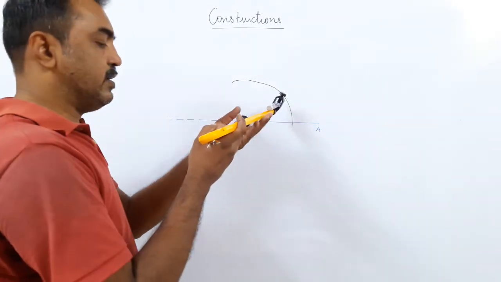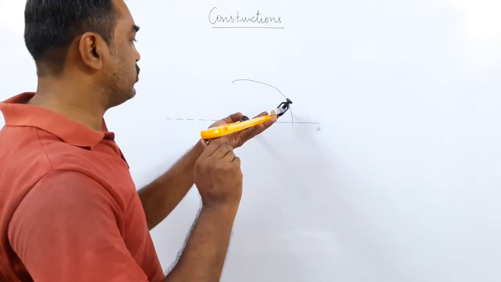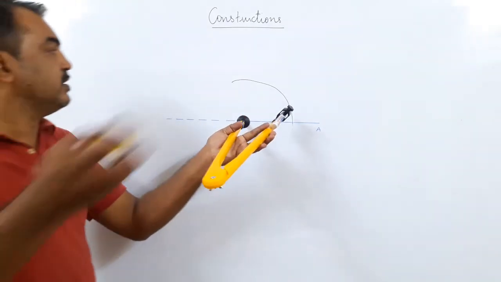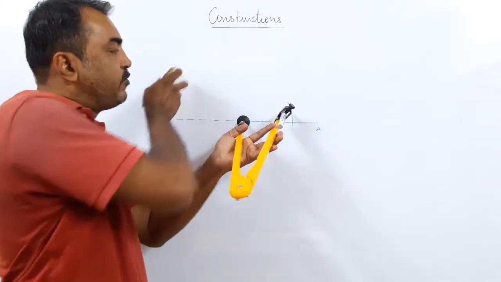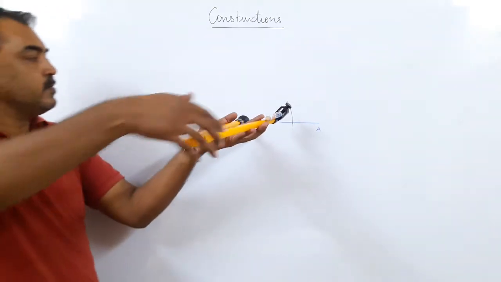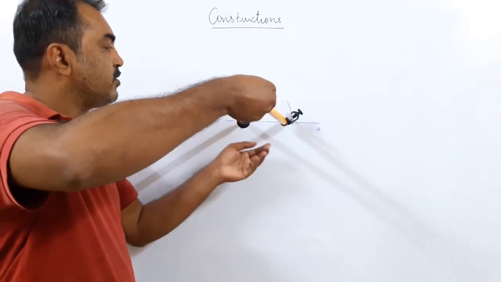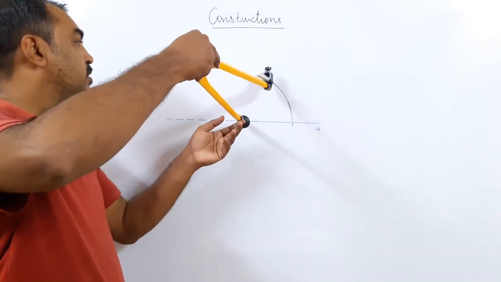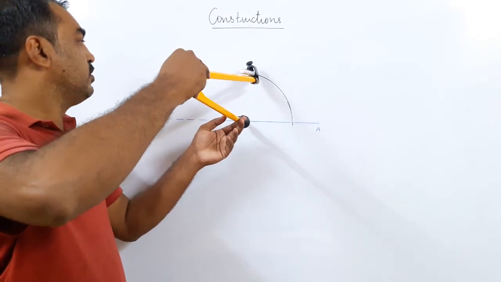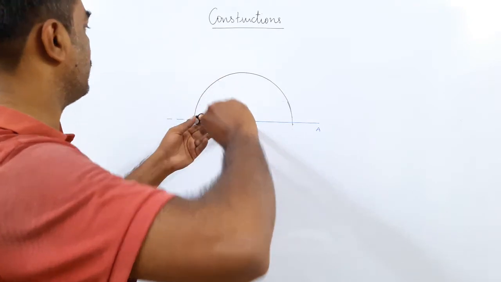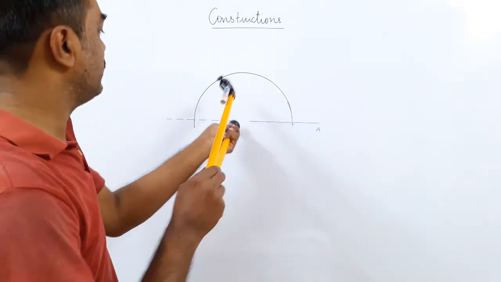Okay, you can see the radius is changing here. The radius should not change. Maybe that is the error. The radius should not be changing. So we have to be very careful with the construction work here. So I start with the radius. I should try to continue with the same radius. Okay, this looks more precise, right?